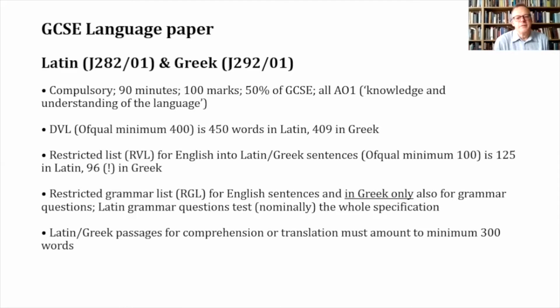The restricted vocabulary, that's for the English into Latin or Greek sentences. For that, Ofqual set a minimum of 100. In Latin, again, it's slightly more than in Greek, it's 125. Actually, in Greek, it is only 96, and you've got me to thank for that, because I simply had it in 4 columns and miscounted. I thought there were 100 and there were only 96.